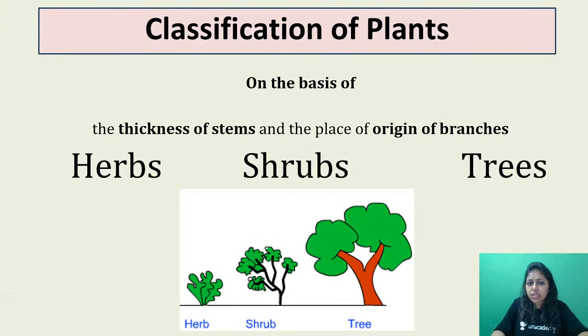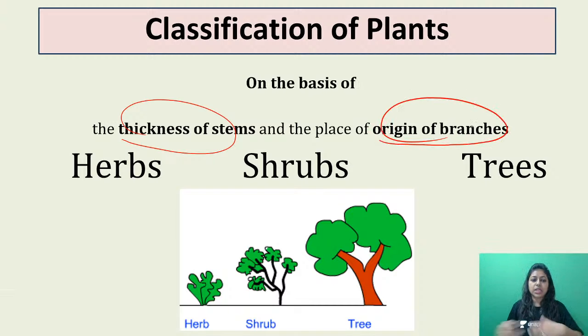So we can classify plants. There are multiple ways to classify. Now, the way that we are talking about here is the classification of plants on the basis of the thickness of stems, and also on the basis of the place of origin of branches, that is, where the branches are present and how thick a stem is. Are we clear? So now, we have three types of plants, which are herbs, shrubs, and trees.